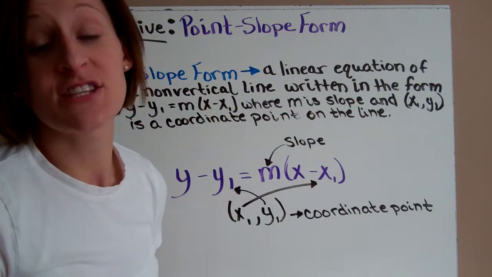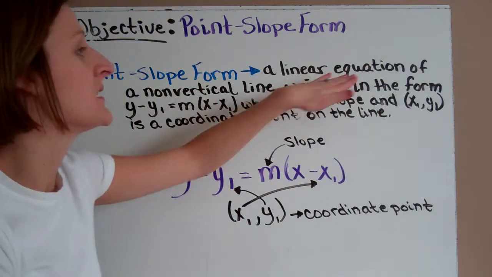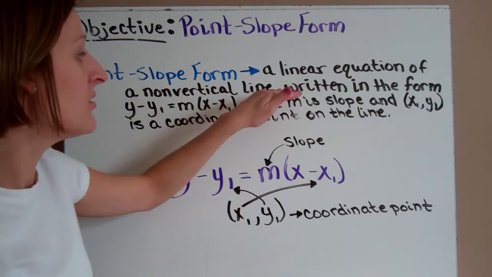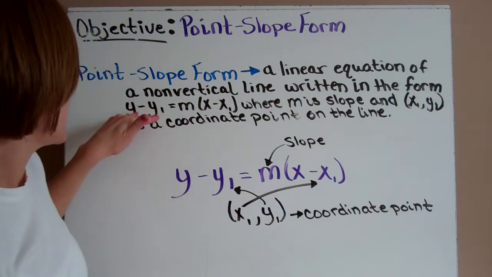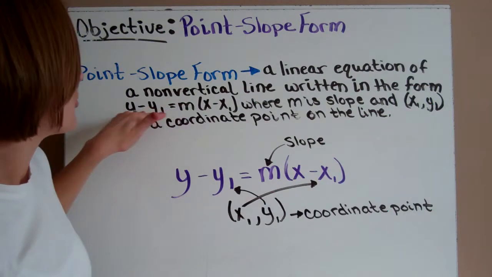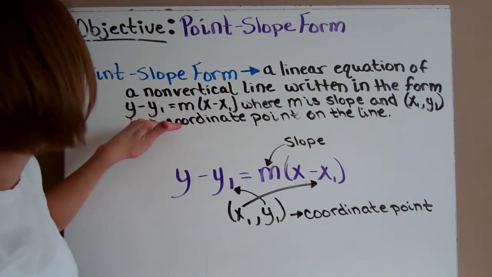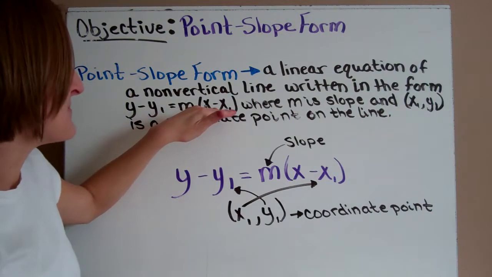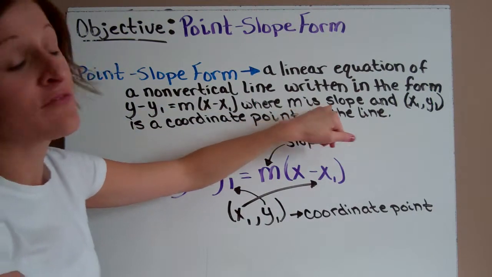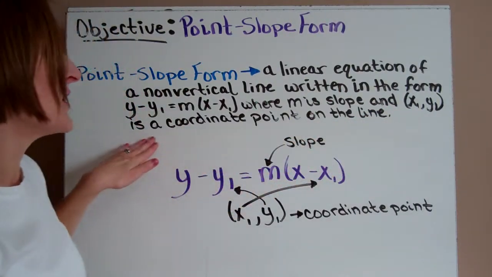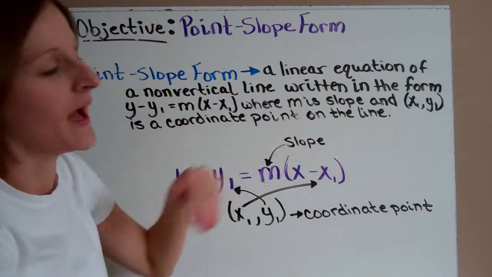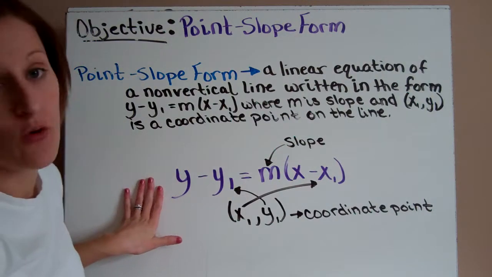Alright, point-slope form. Point-slope form is a linear equation of a non-vertical line, which is the up and down line, written in the form y minus y1 equals m times x minus x1, where m is, of course, our slope, and the x1, y1 is going to be a coordinate point on this line. So here is the form.